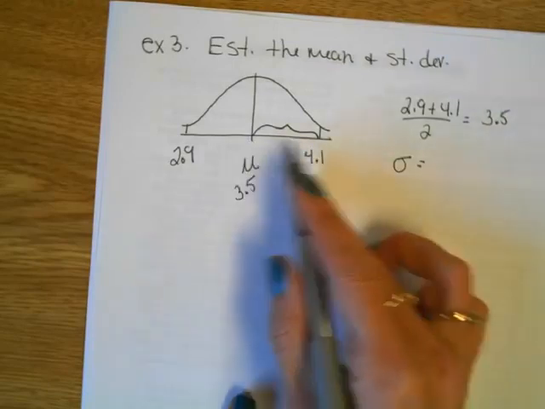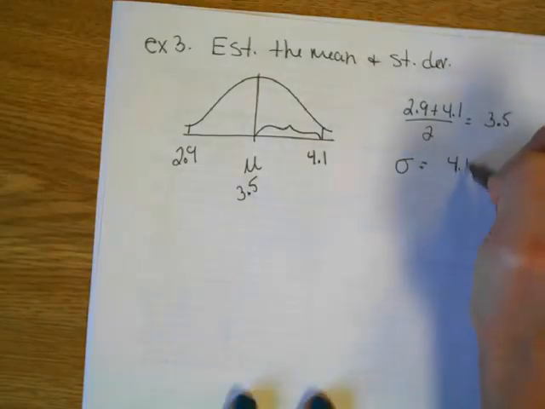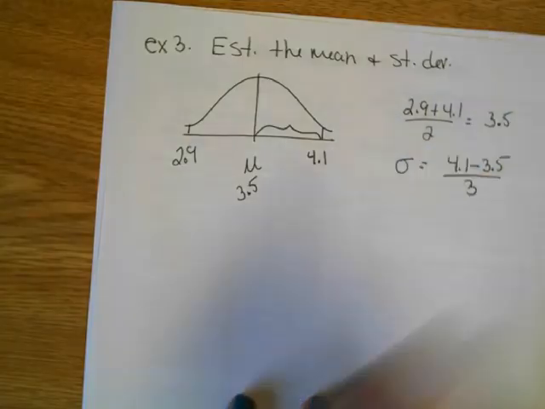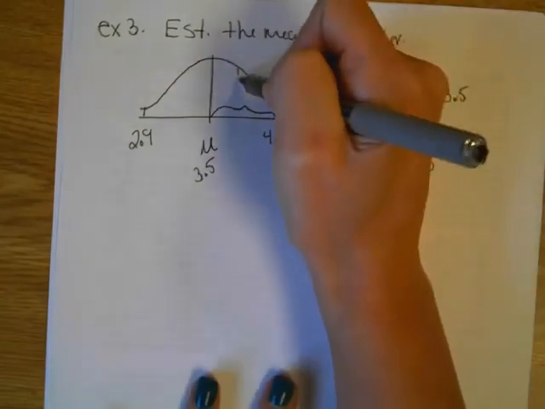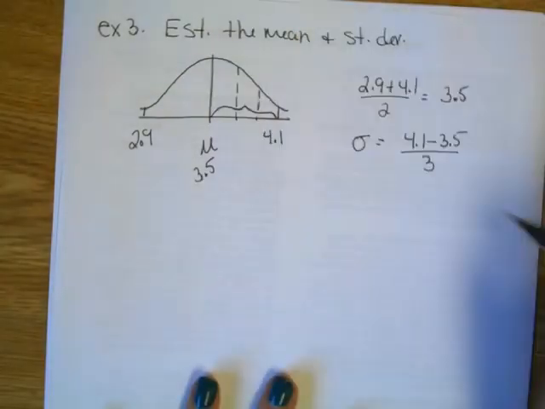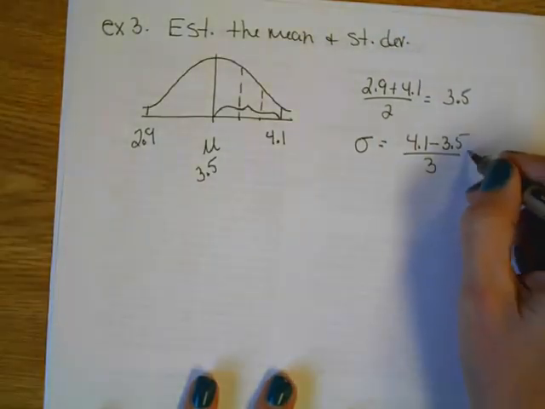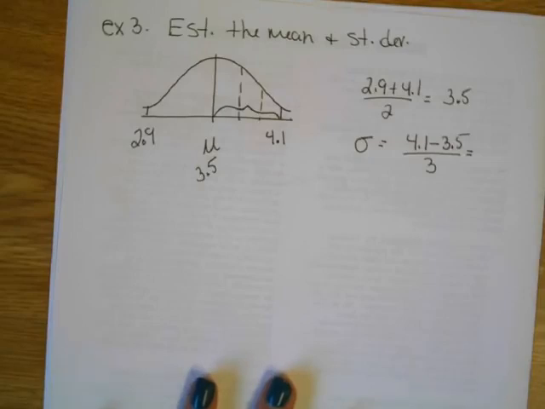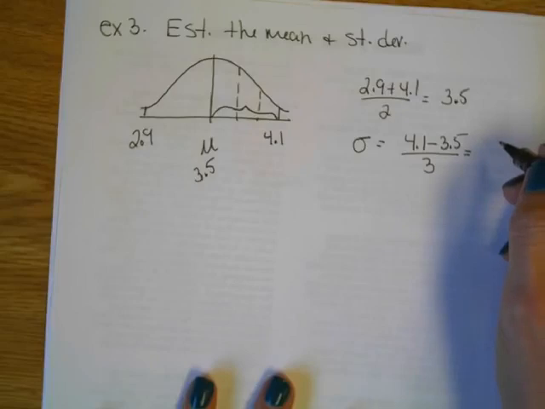I want to take this distance right here and divide it into 3 pieces. Well, how do I get this distance? 4.1 minus 3.5. Then divide that into 3 chunks. And then we'll see if it works. 4.1 minus 3.5, divided by 3. Anybody? What you got? 0.2.